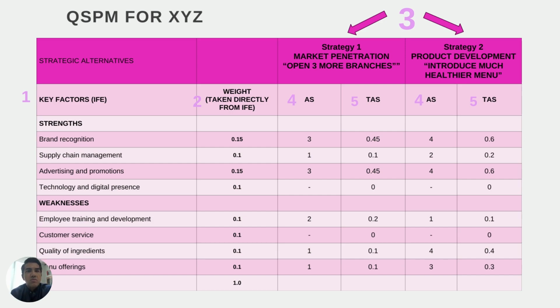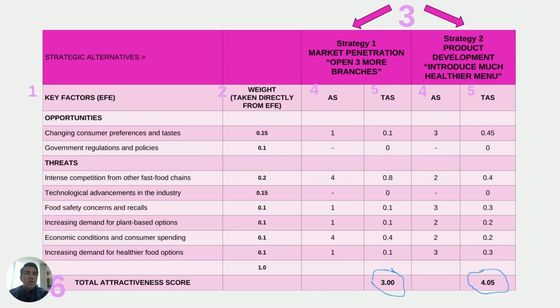In step number 2, you have to give them a weight. And these weights are also the exact same weights that you should take from your IFE and also EFE matrices. If you want to double check, you can go back to the previous video and see that I have used the exact same key factors in the first step and also the exact same weights for every single variable in this analysis.